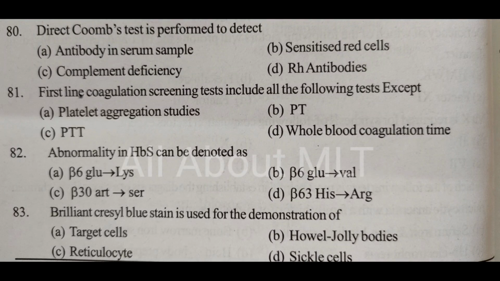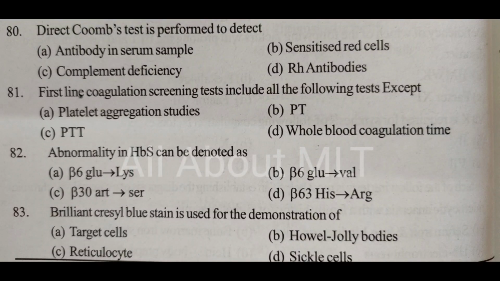Direct Coombs test is performed to detect: option A, antibody in serum sample; option B, sensitized red cells; option C, complement deficiency; option D, Rh antibodies. The answer is option B, sensitized red cells. First line coagulation screening tests include all the following tests except: option A, platelet aggregation studies; option B, PT; option C, PTT; option D, whole blood coagulation time. The answer is option A, platelet aggregation studies.